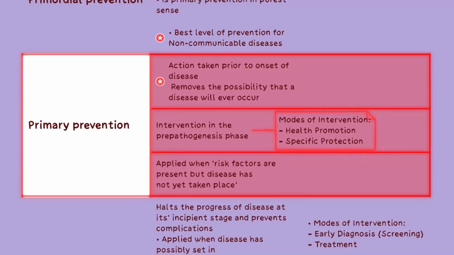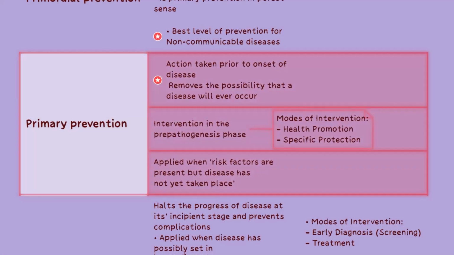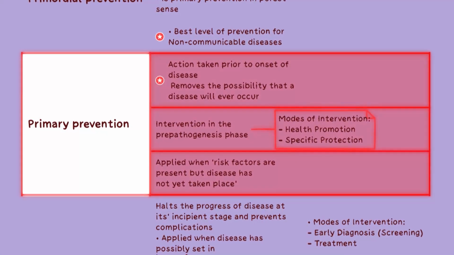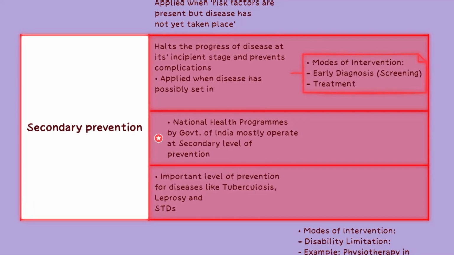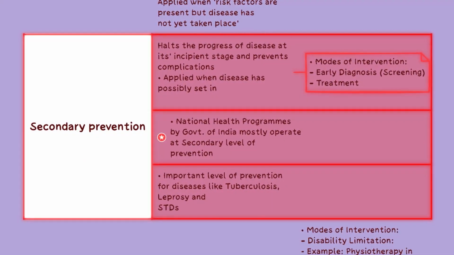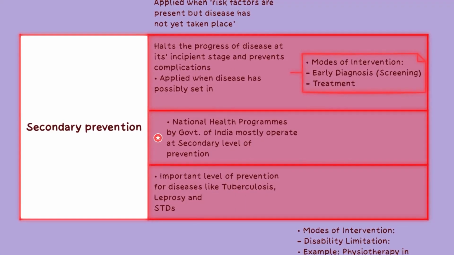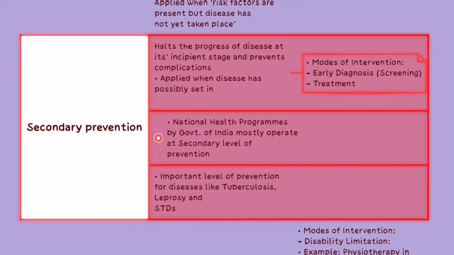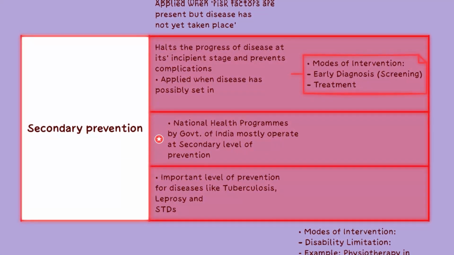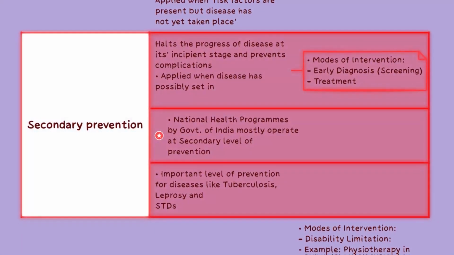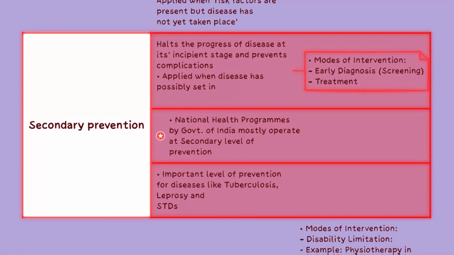Next is primary prevention, which refers to actions taken before the onset of a disease to prevent its occurrence. Primary prevention interventions target the pre-pathogenesis phase of a disease and focus on health promotion and specific protection. Examples include immunizations, health education, regular physical activity, and healthy diet promotion.